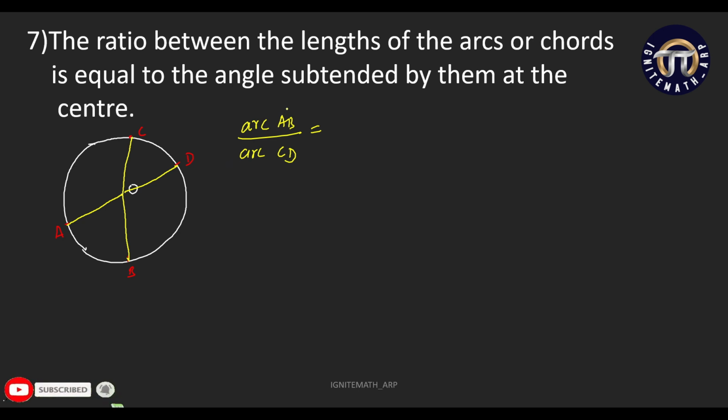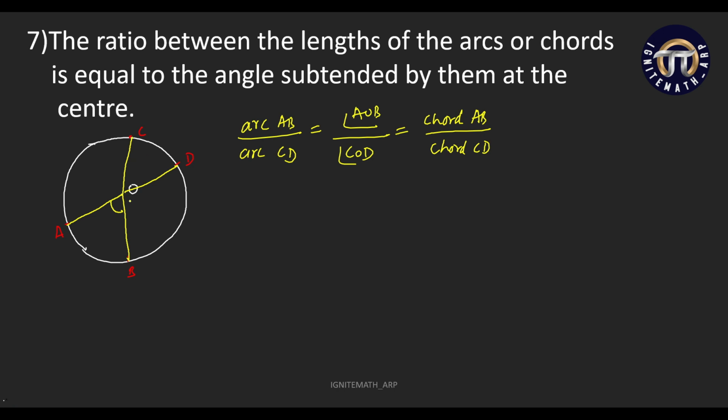What is the angle subtended by the arc AB at the center? It is AOB. So this will be equal to AOB by COD. Clear, children? Okay, so that is the meaning of the statement. This is again equal to chord AB by chord CD. Clear, children? So means what? The ratio between the arcs or the chords is equal to the ratio between the angles subtended by them at the center. Clear? All of you, yes or no?